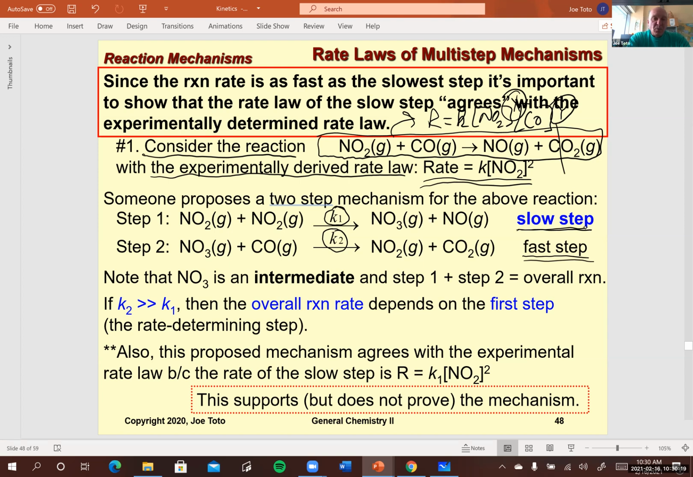What would you guess, you guys? Let's see if you can answer this. I'm telling you that step 1 is slower than step 2, which is faster. What do you think the relative magnitude, I'm using the word magnitude, of K1 is compared to K2? Anybody?